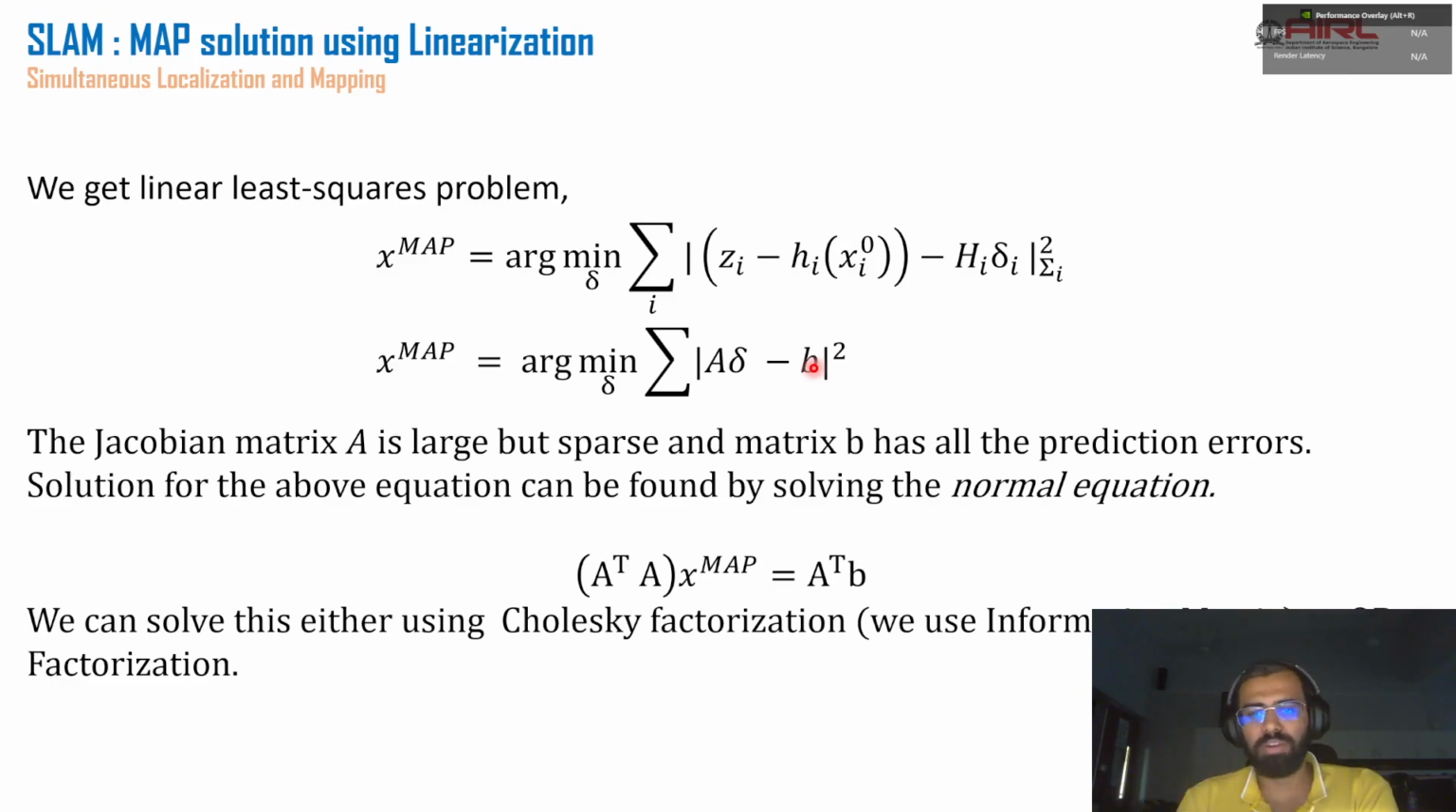So now we can use Cholesky factorization, which is basically using the information matrix, to find this normal equation's answer. Either that or we can use QR factorization or some other methods to find the solution of this particular normal equation which we have, right? Okay.